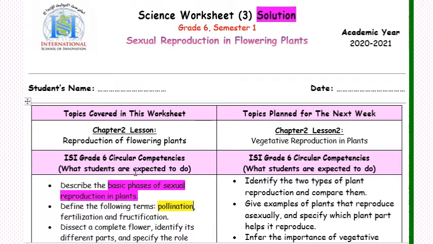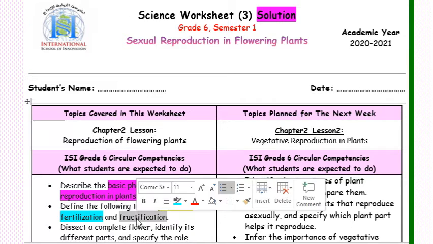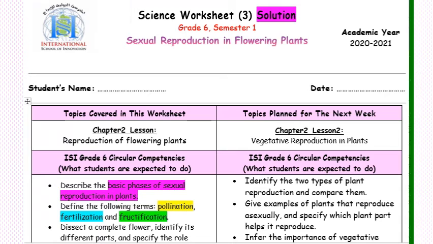Pollination is the process of moving pollen grains from the anther to the stigma. Fertilization is when pollen grains present their pollen tubes and make sperms that move from the stigma or from the pollen grains into the ovary, and when these sperms meet the egg, we will get seeds. This is fertilization. Fructification is the process of growing fruits. We said that sometimes for plants that grow fruits, the ovary turns into a fruit.